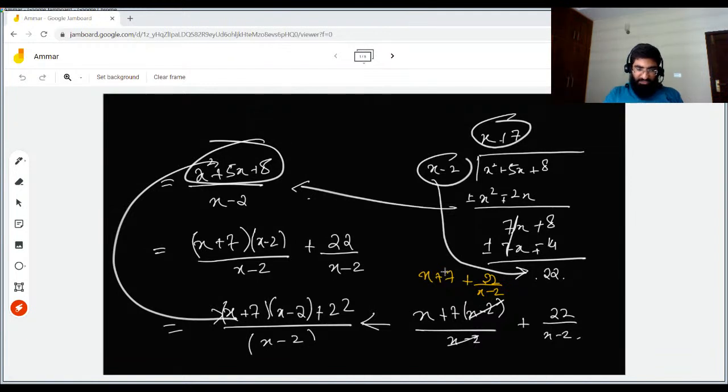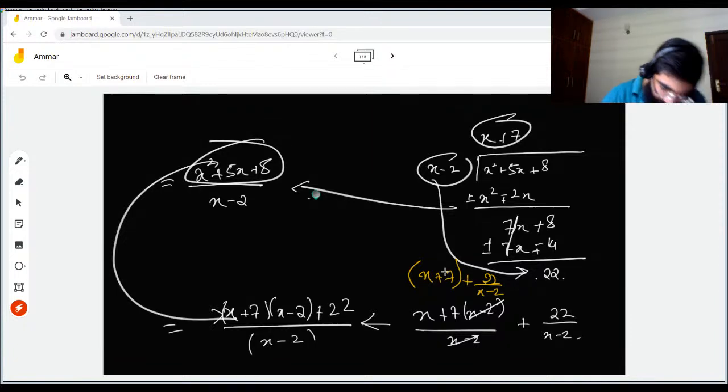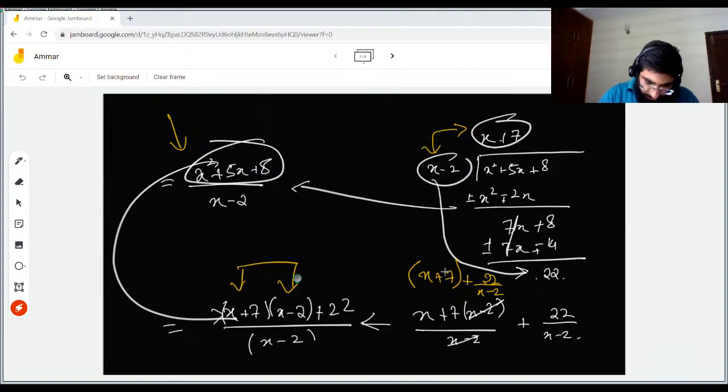Okay, ignore this one. We have got this fraction, we did the division. We got it that if I multiply x minus 2 with x plus 7, 22 remains. So if I add 22 to this multiplication, this whole will convert into this numerator.